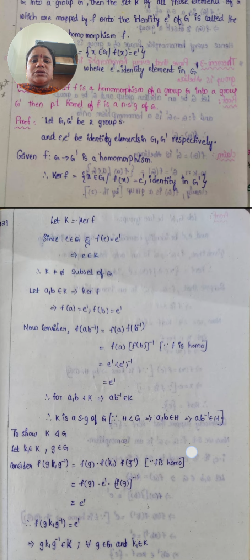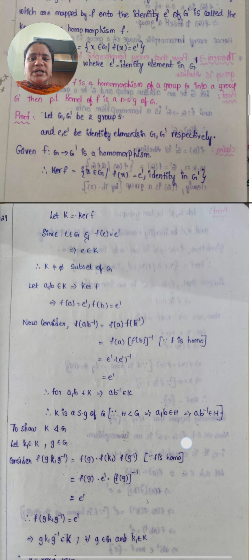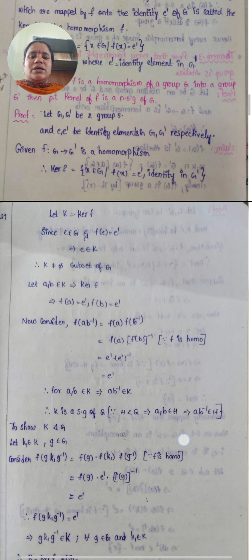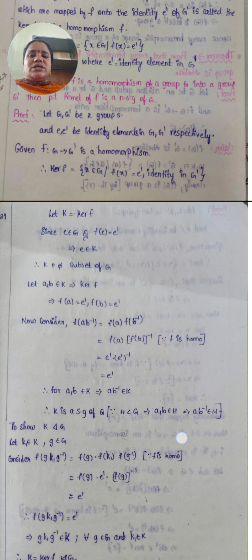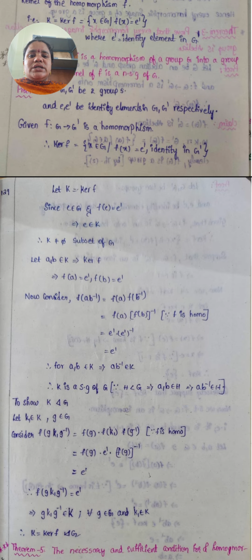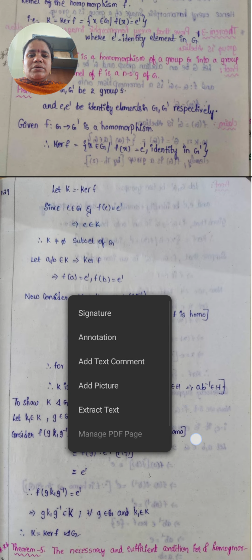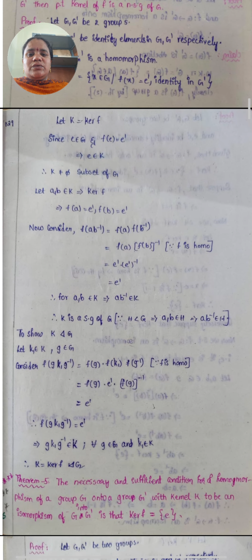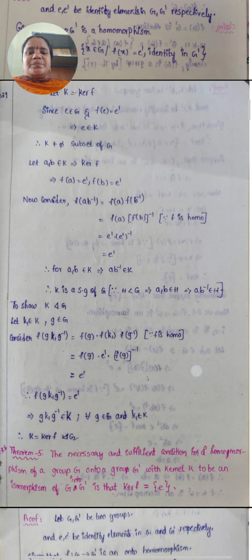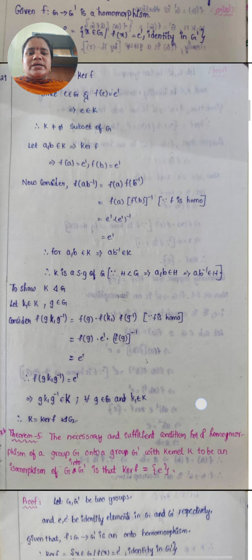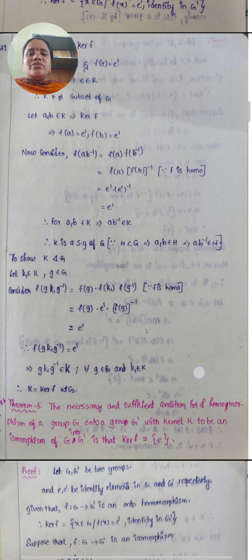So first we suppose that f is a homomorphism of a group G into a group G'. Then we define a mapping f from G into G' which is a homomorphism. Here G, G' are two groups, and e is the identity element for G and e' is the identity for G'. Therefore e, e' are identity elements in G, G' respectively. Let ker f be equal to K. Since e belongs to G, e belongs to K. So K is a non-empty subset of the group G.